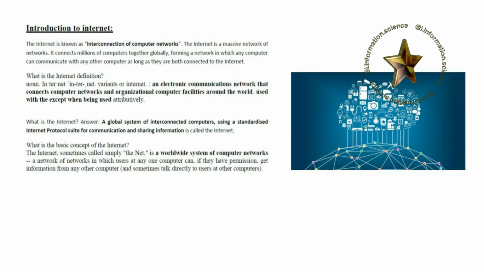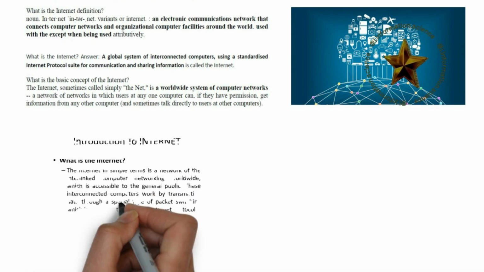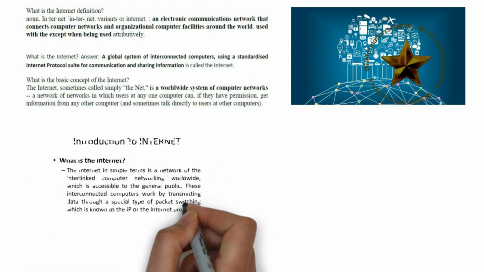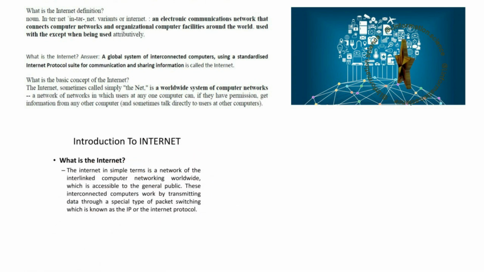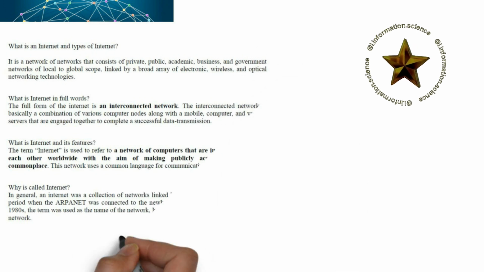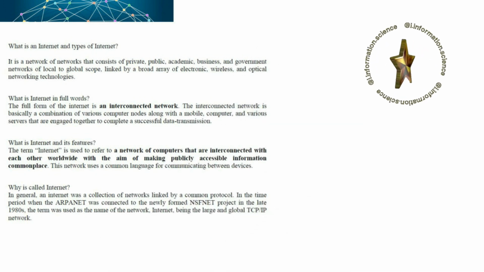The Internet, sometimes called simply the net, is a worldwide system of computer networks, a network of networks in which users at any one computer can, if they have permission, get information from any other computer and sometimes talk directly to users at other computers. What is an Internet and types of Internet? It is a network of networks that consists of private, public, academic, business, and government networks of local to global scope, linked by a broad array of electronic, wireless, and optical networking technologies.